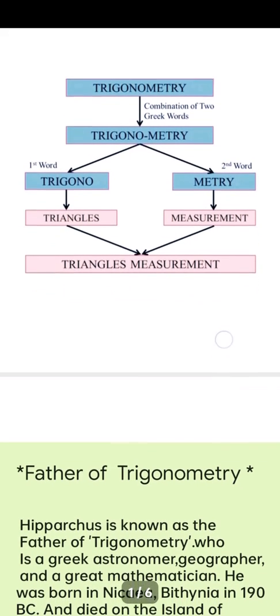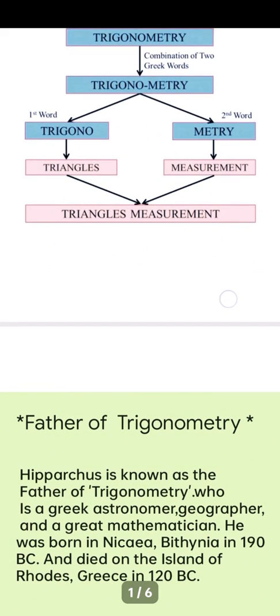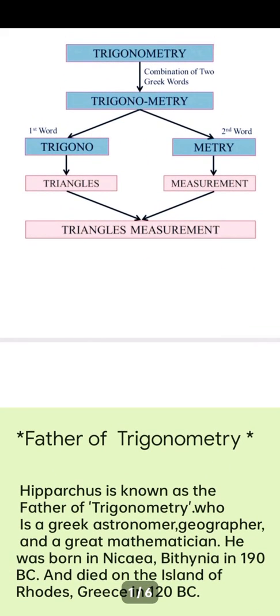Now the second question is, who is the father of trigonometry? Father means who invented trigonometry, who invented the measurement of triangles. The name of that great person is Hipparchus. He is known as the father of trigonometry, who is a Greek astronomer. He is not only a mathematician but also an astronomer, geographer, and a great mathematician.